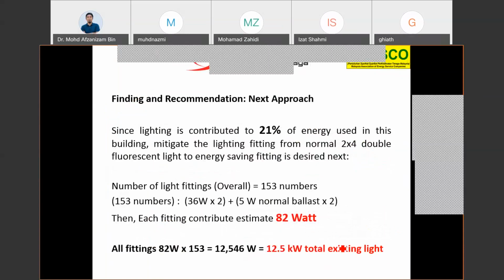So next, finding a recommendation. Next approach. Lighting is the number two category: first is the air conditioning, secondly is the lighting. For the energy use in this building, changing the lighting from normal 2x4 double fluorescent to energy saving fitting is desired. So you need to do some sort of calculation to ensure that you are able to produce the same lux or meet the requirement of MS 1525 2000. All fitting 2.453, 12,000 watt, 12.5 kilowatt total existing light.